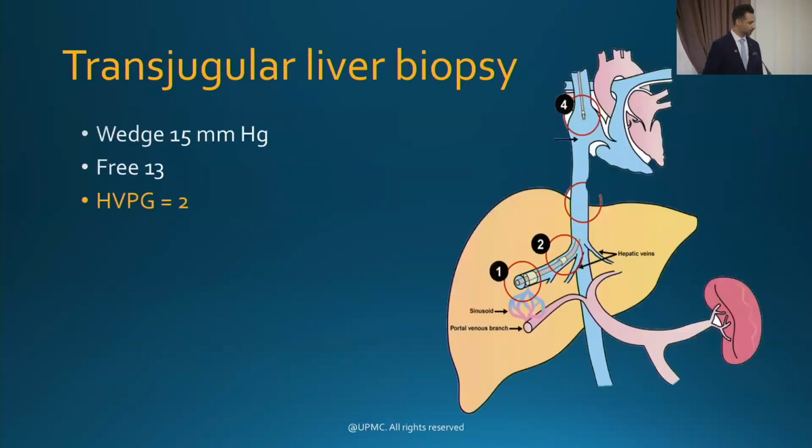So back to our patient, he did undergo a transjugular liver biopsy. His wedge was 15, his free was 13 for a gradient of 2. So remember, portal hypertension is defined as a gradient of greater than 5. Clinically significant portal hypertension, a gradient greater than 10.